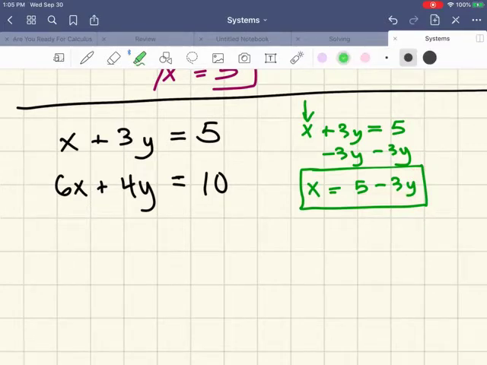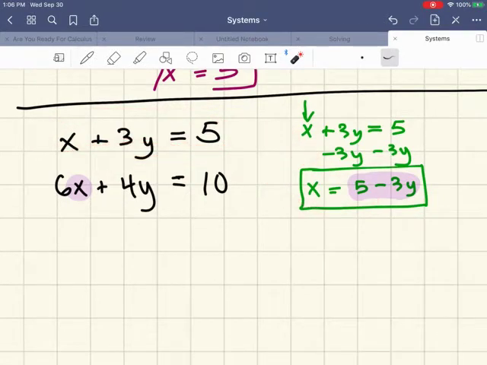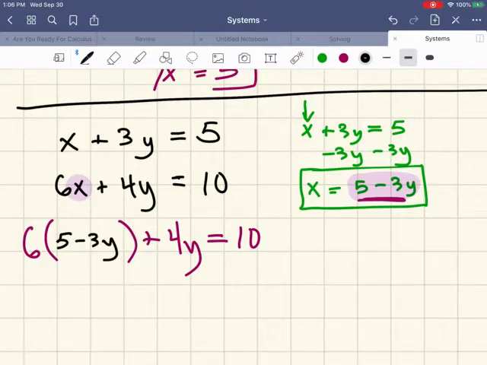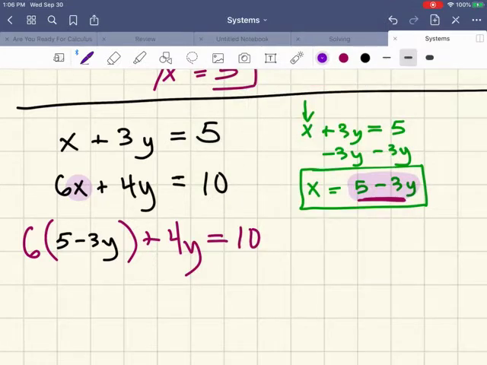Now, very similarly from here, if I took this expression and replaced it in the opposite equation, I used this equation to get here, so if I plug this in here, it's not going to go well. It has to go into the other equation. So like the other problem, I'm going to rewrite this, 6 parentheses, plus 4y equals 10. The 5 minus 3y is going to go in those parentheses. And then I have an equation with one variable.